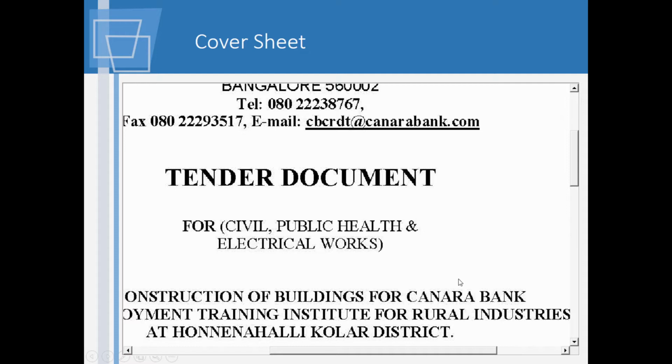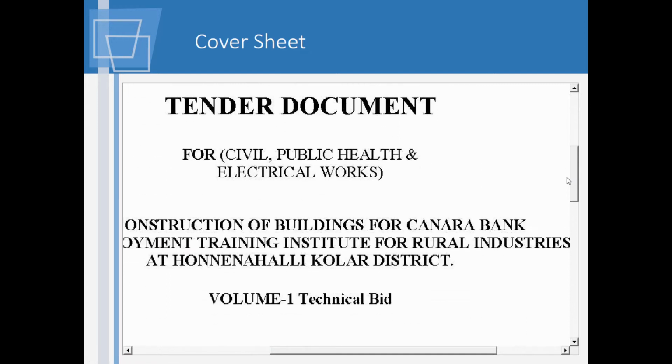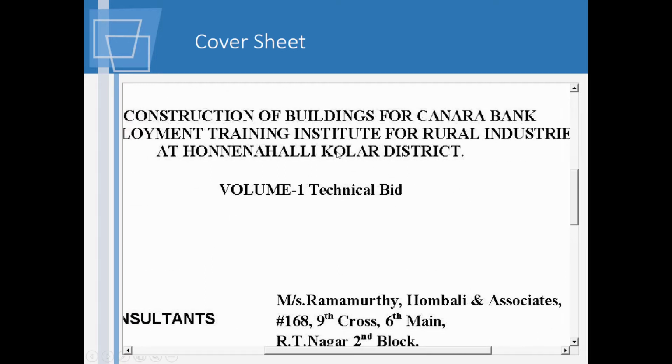So most of the things like who's the buyer, and also for instance here you can see it is Canara Bank. So the project name is there, Centenary Rural Development Trust, and you also have the item for which we are doing, for civil, public health and electrical. By public health we mean the sanitary works are also included. And here is the title, construction of buildings for Canara Bank Development Training Center, etc.